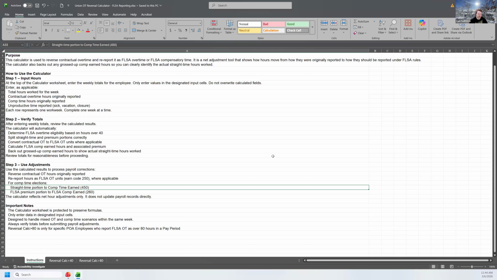So right here we have some instructions. We're going to input hours, we're going to verify totals, we're then going to use the net adjustments, and that is what we're going to report to payroll. That's what payroll is going to review. That's what payroll is going to process.